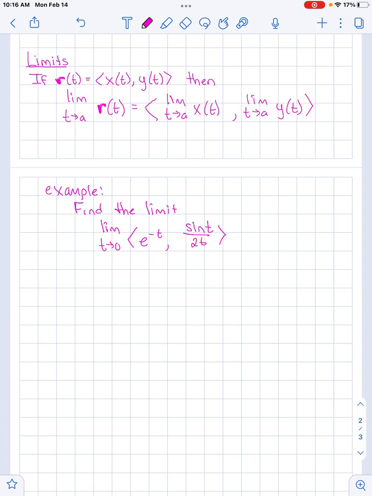Please stop the video. Go give that a try. Okay, welcome back. I'm going to find the limit of each component separately.